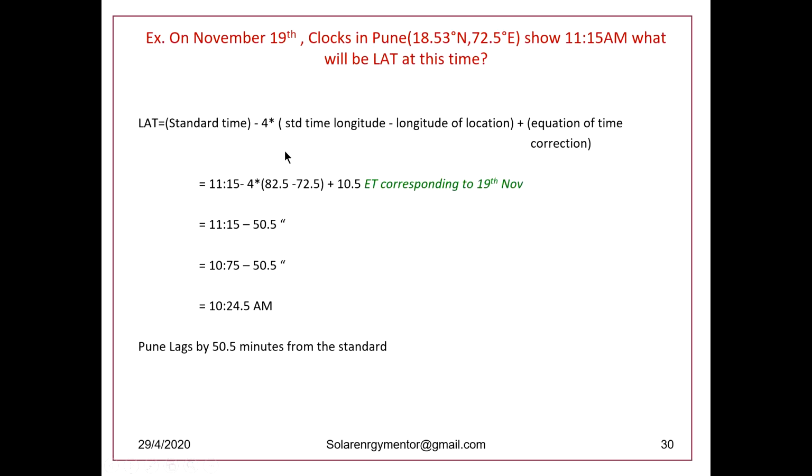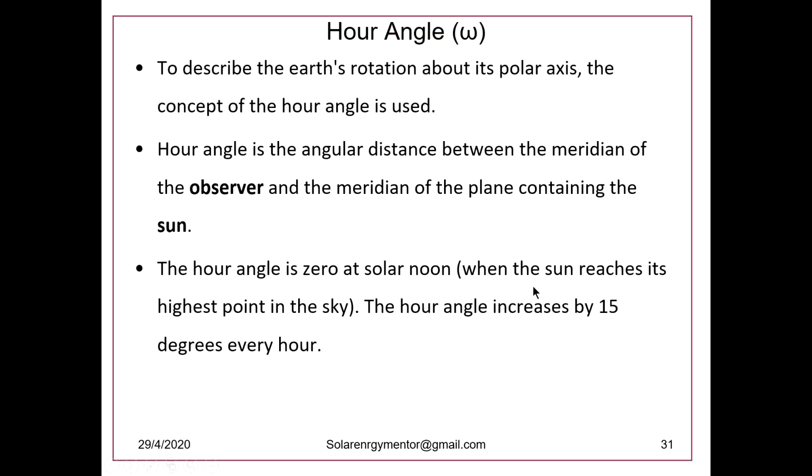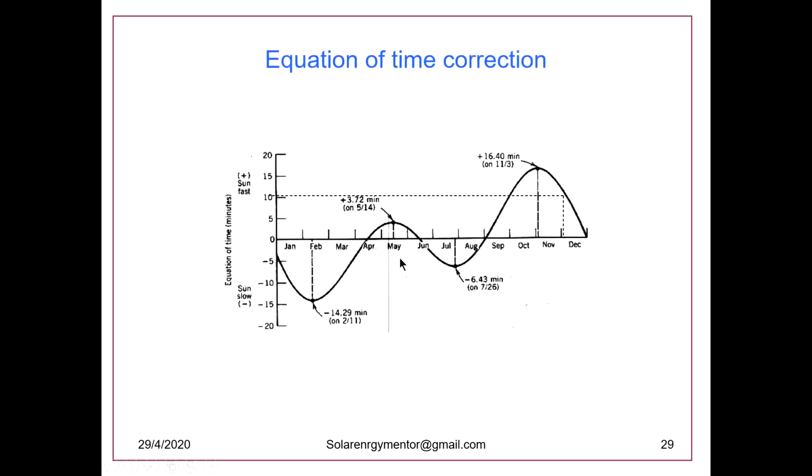Now if there is some location which is Kolkata, then in that case here plus will be there. If the day is different, this minus sign may come. Suppose for example, some day in March, so the equation of time correction will be negative.